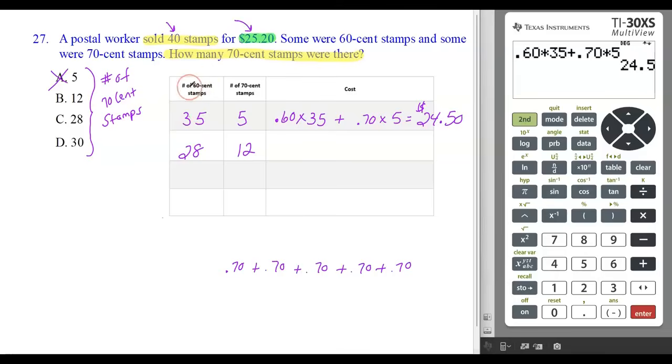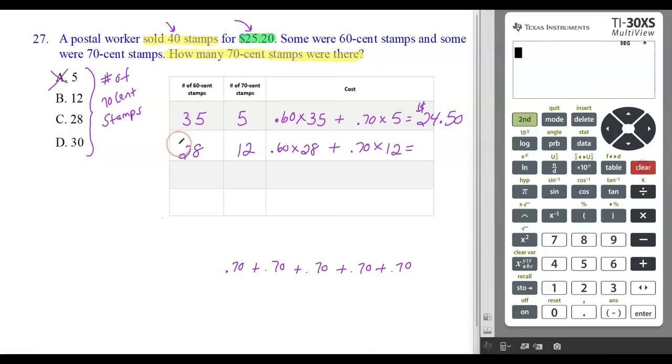So now we have 28 60-cent stamps. So I'll take my 60 cents from right here, multiply that by the number of 60-cent stamps, 28, plus the 70-cent stamps, 0.70. The number of 70-cent stamps in this case is 12. We'll see what that equals. If that comes out to 2520, B is my answer.